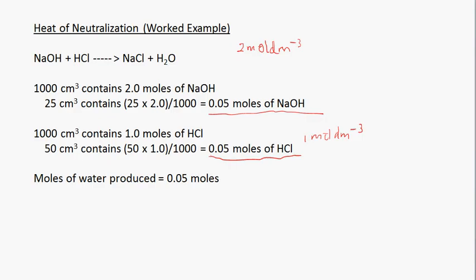Now, if we look at the equation, just by looking at the equation, we can say 1 mole of sodium hydroxide produces 1 mole of water. We can also say that 1 mole of hydrochloric acid produces 1 mole of water. Now, in this case here, we have 0.05 moles of sodium hydroxide and 0.05 moles of hydrochloric acid. Therefore, when we mix those two, we will end up with 0.05 moles of water.